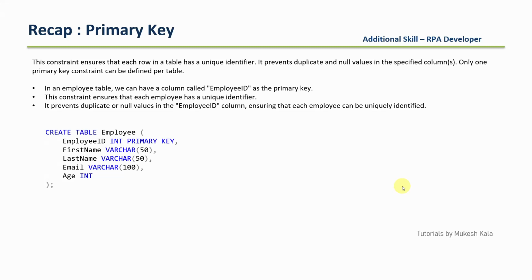How do you create a primary key? You just use the create table statement, and as you can see, you just mention primary key, and this makes sure that the employee ID becomes the primary key, meaning when you are inserting data into the table, employee ID would not be duplicate and it would not be null.